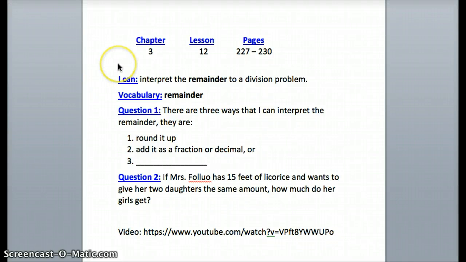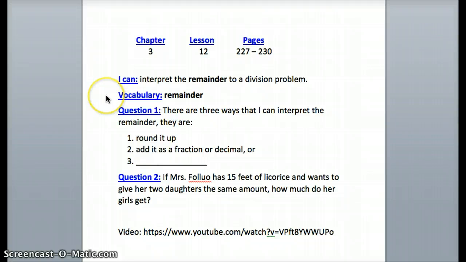Today's lesson is Chapter 3, Lesson 12, on pages 227 through 230. Our objective is I can interpret the remainder to a division problem. So very similar to our last lesson, so you should have some good information, but this is going to be a little bit more in depth.